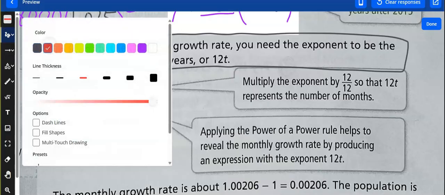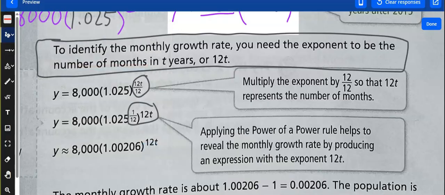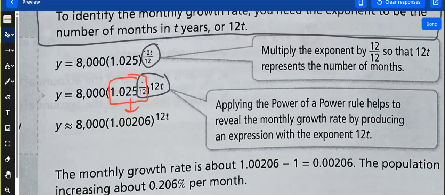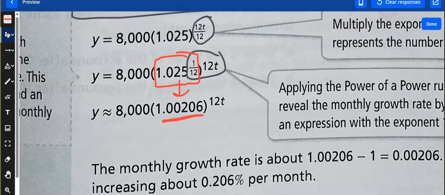And then they calculated 1.025 to the 1/12th power. And when they typed that into their calculator or Desmos, they got 1.00206. What the heck kind of growth rate is that? Remember, everything starts out at 100%? And in this case, it went up. What percent is that?